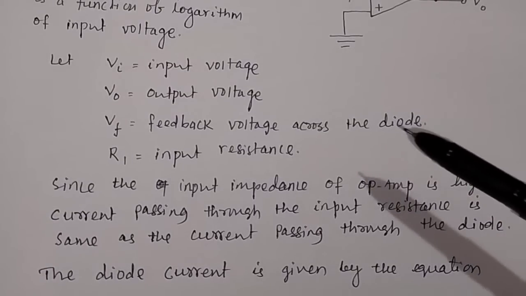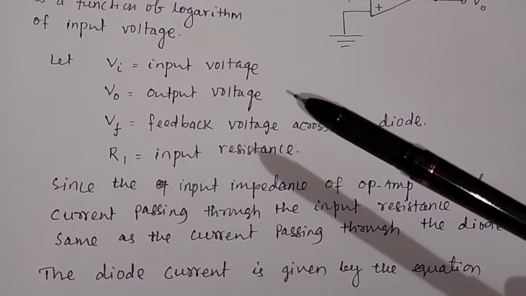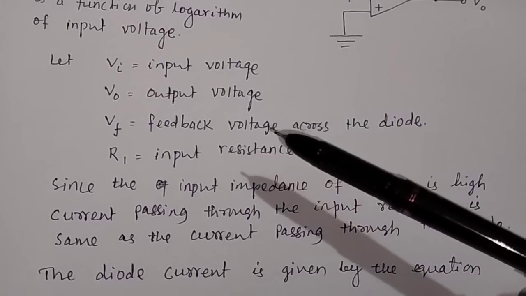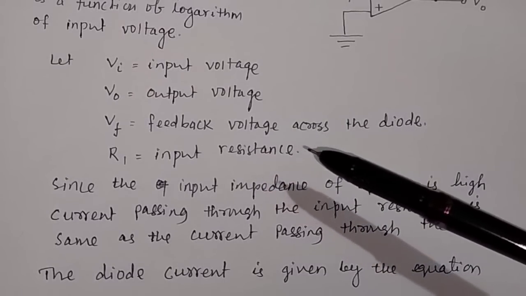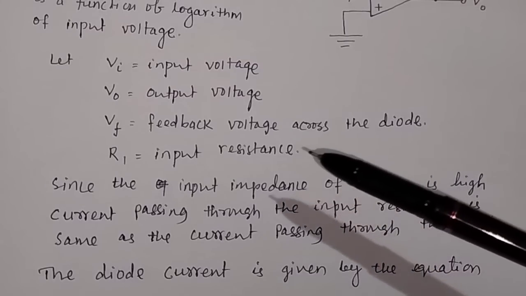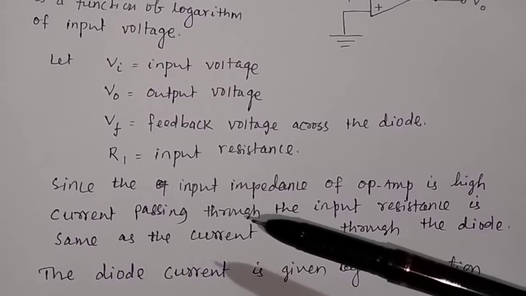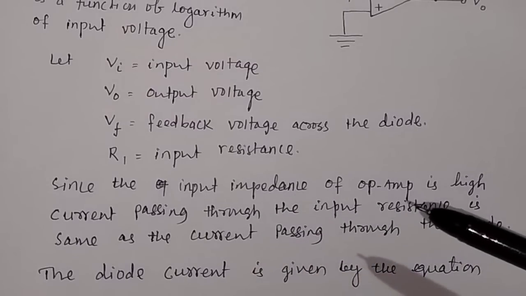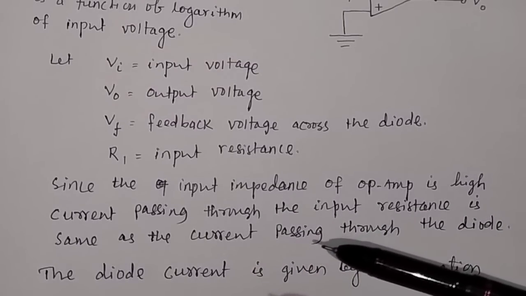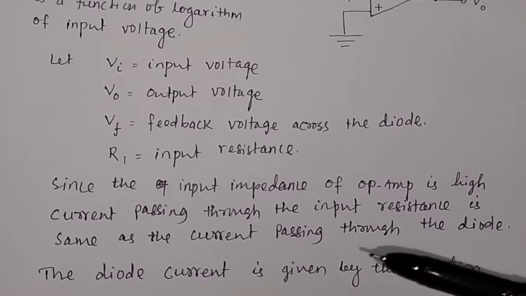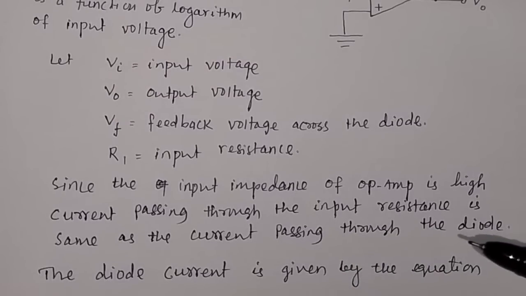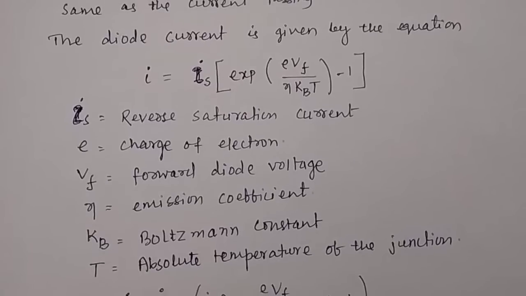And here I have taken Vi as the input voltage, Vo as the output voltage, Vf as the feedback voltage across the diode, and R1 as the input resistance. I have also told you that the input impedance of the operational amplifier is high, so the current passing through the input resistance is the same as the current passing through the diode. In the previous video, I also discussed the diode current.